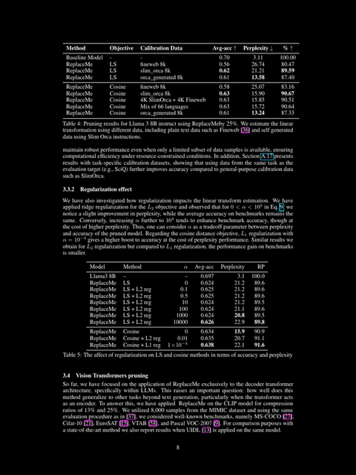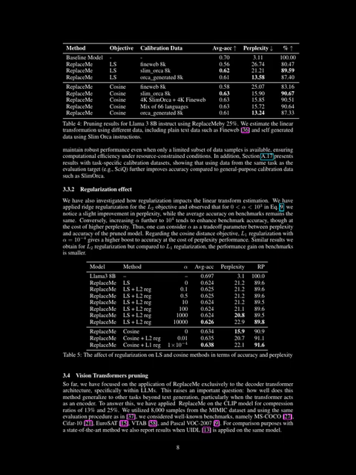Model, method, alpha, average accuracy, perplexity, RP. Llama 3 AP 0.697 3.1 100.0. ReplaceMe LS 0.624 21.2 89.6. ReplaceMe LS plus L2 reg 0.1 0.625 21.2 89.6. ReplaceMe LS plus L2 reg 0.5 0.625 21.2 89.6. ReplaceMe LS plus L2 reg 10 0.624 21.2 89.5. ReplaceMe LS plus L2 reg 100 0.624 21.1 89.6. ReplaceMe LS plus L2 reg 1000 0.624 20.8 89.5. ReplaceMe LS plus L2 reg 10,000 0.626 22.9 89.8. ReplaceMe cosine 0.634 15.9 90.9. ReplaceMe cosine plus L2 reg 0.01 0.635 20.7 91.1. ReplaceMe cosine plus L1 reg 1 times 10^-4 0.638 22.1 9. Table 5: The effect of regularization on LS and cosine methods in terms of accuracy and perplexity.